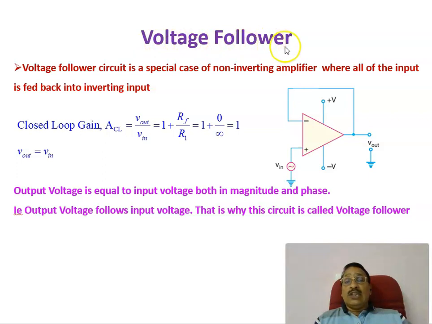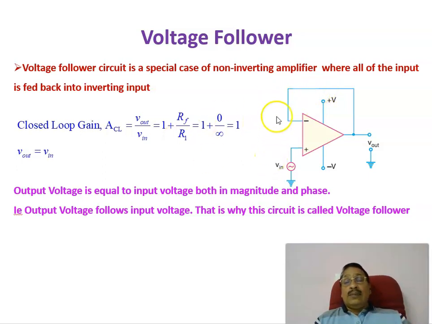Voltage follower using an operational amplifier is a modification of a non-inverting amplifier, in which you are giving the signal to the non-inverting terminal, the plus terminal, but here the feedback resistance is made 0. That is, you are shorting it. RF is made 0. Similarly, there is no resistance connected to the ground, or we can say R1 is made infinity.